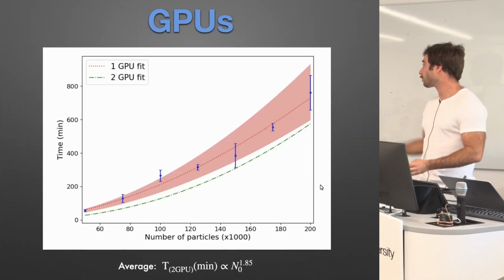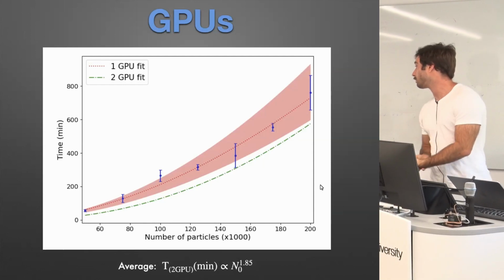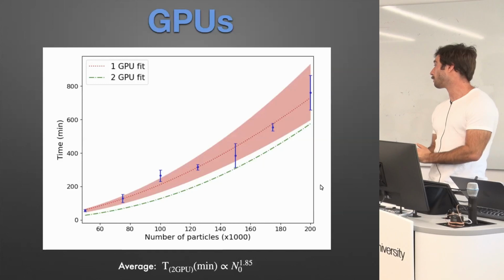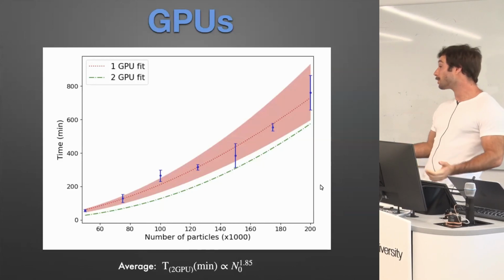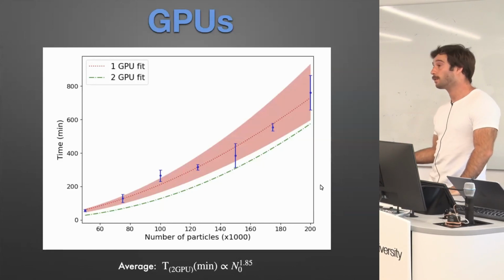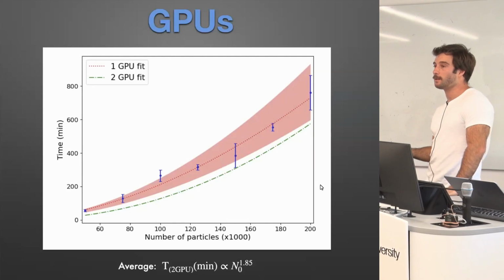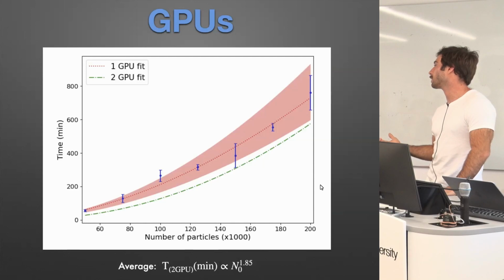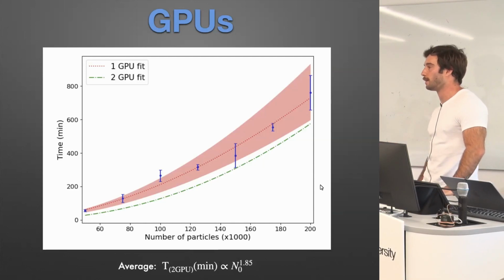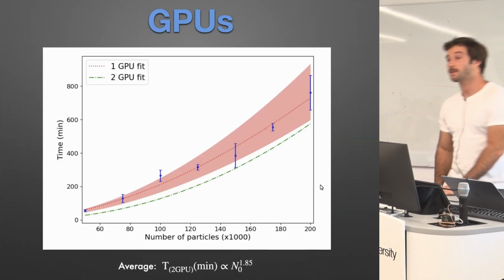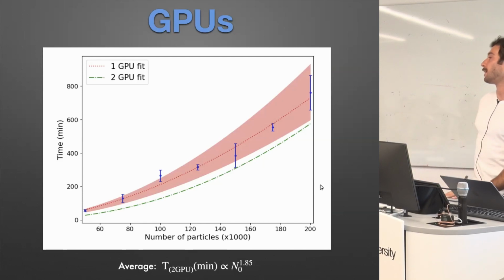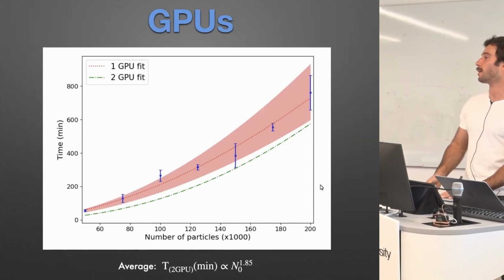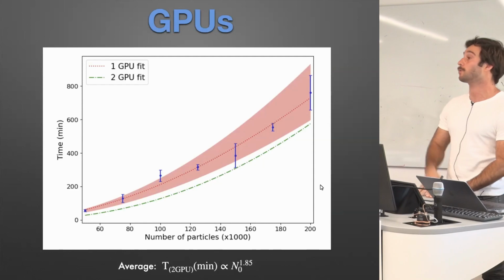You see that the scaling for GPUs goes as particle number to the power of 1.85. That is actually better than the 1 GPU case, but based on this trend that'll only matter once we get up to maybe 300,000 or 400,000 particles. So this is something that I need to look into a bit further, essentially run larger numbers and also do the upgrades.